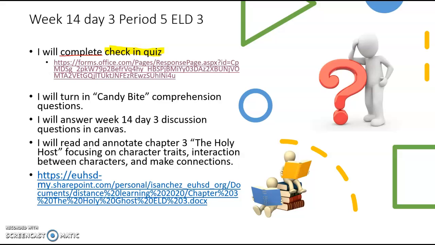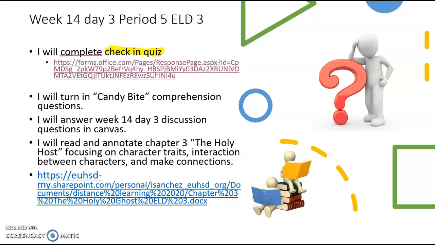Discussion questions. Very nice. Last learning objective. I will read and annotate chapter 3, the Holy Host, focusing on character traits, interaction between characters, and make connections. All right. So what are your first verbs? That's right. Read and annotate. Do you have a third verb? Yes, you do. That's right. Focusing. Okay. So what are you going to read and what are you going to annotate? Chapter 3. And what are you going to focus on? Character traits, interaction between characters, and make connections.